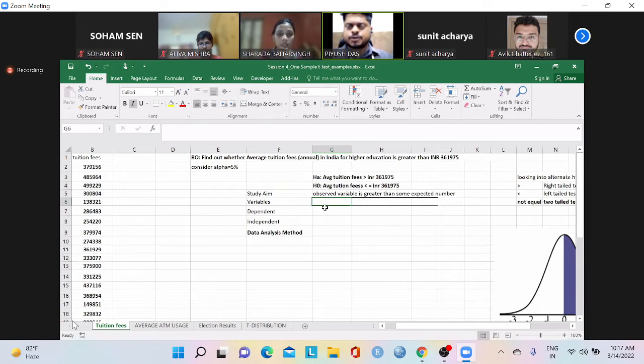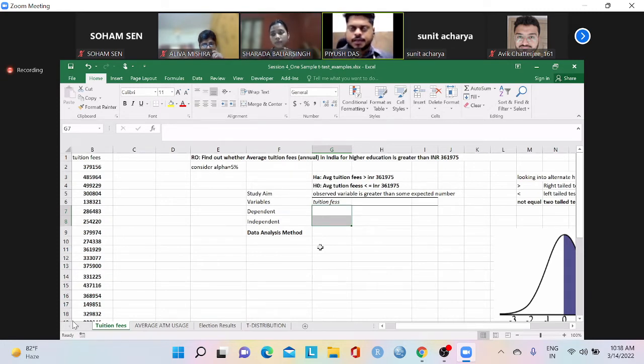Which variable am I going to study? Tuition fees, average tuition fee. So tuition fees is my variable. What is my dependent and what is my independent variable? Sir, this tuition fee is dependent. Then what is my independent? Type of higher education?